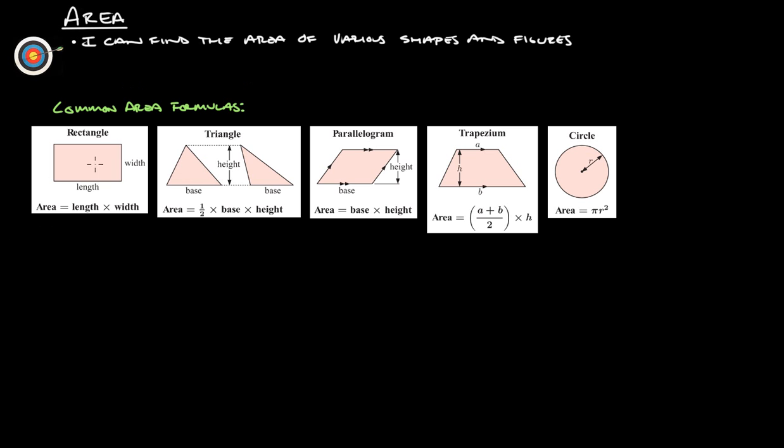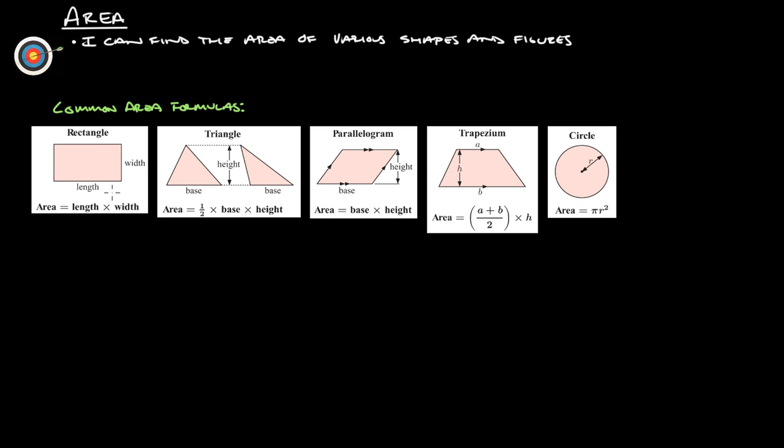Some common area formulas. Rectangle is length times width. Hopefully you remember that one. Triangle, 1/2 base times height. Hopefully you remember that one too. Parallelogram is the length of the base times the height. A trapezium or trapezoid is you add the 2 bases together, A plus B. These are both called the bases. That's the parallel sides. So you add the 2 parallel sides together, divide by 2. So you're taking the average of those 2 sides, multiplied by the height. So similar to the rectangle and the parallelogram. And then circle area is pi r squared.